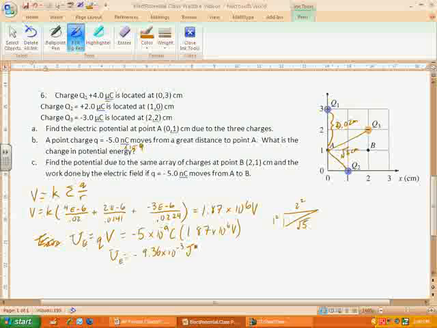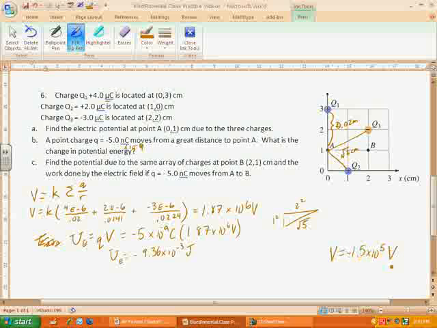Now, question C says find the potential due to the same array of charges at point B and the work done by the electric field if Q equals negative 5 nanocoulombs from A to B. So what I'm going to do is I'm going to let you try that on your own. I think I'm just about out of time on this video. So hopefully you should be able to find the voltage for B in much the same way. I'll let you know right now that your answer should be negative 1.5 times 10 to the 5th volts. Okay, that should be your potential at point B.